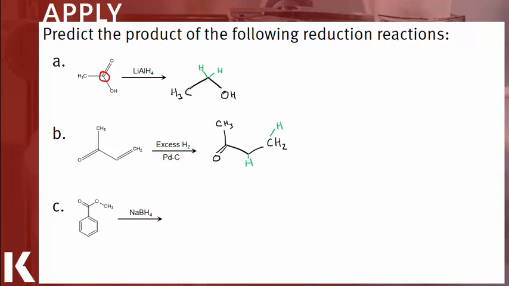Finally, C, which uses sodium borohydride as the reagent. This carbon on the ester has three bonds to oxygen and would be a possible site of reduction. Although keep in mind that NaBH4 is a weak reducing agent and only able to reduce aldehydes and ketones to alcohols. Therefore, it's not able to reduce this ester and no reaction would occur.